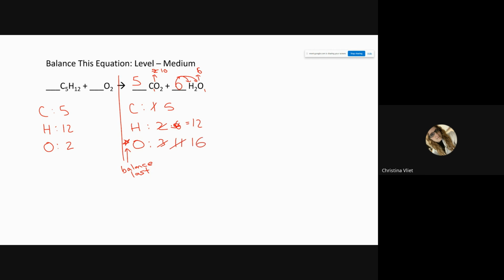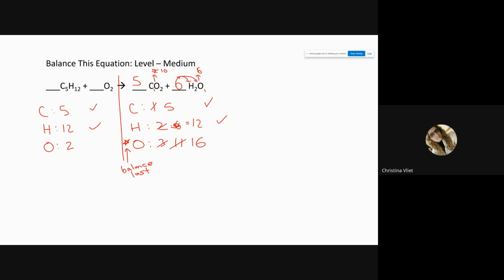Make sure you're following along with this, because this is a medium level question. Does that 16 make sense for the amount of oxygen? Yes. You have now 10 oxygens in the carbon dioxide and 6 oxygens in the water. So finally, I've balanced my carbon, I've balanced my hydrogen. Only once you've balanced everything else, now look at oxygen.